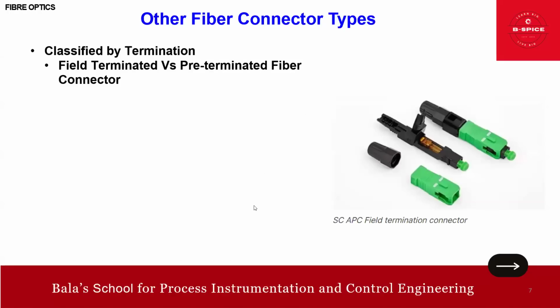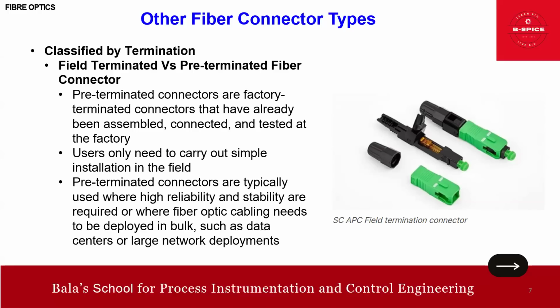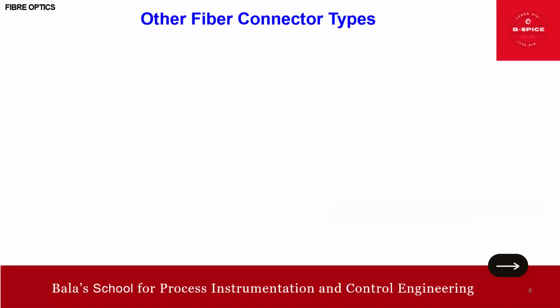The same way, we'll talk about the pre-terminated. Pre-terminated connectors are factory terminated connectors that have already been assembled, connected, and tested at the factory. So users need to carry out only a simple installation in the field. Pre-terminated connectors are typically used where high reliability and stability are required, or where fiber optic cabling needs to be deployed in bulk, such as data center or large network deployment. So they can improve the efficiency of on-site construction, reducing the complexity and potential errors. So this is about the classification by termination.